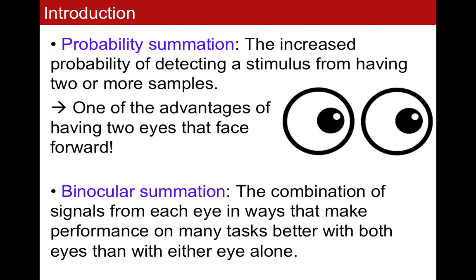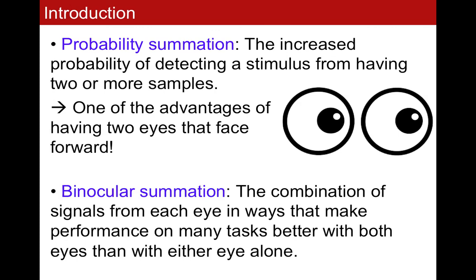So the brain does a few things. Probability summation is our increased probability of detecting a stimulus because we have 2 or more samples. That's one advantage of at least having 2 eyes that face forward, and not one eye in the front, one eye in the back, right? We have more than one image hitting our brain. And then binocular summation is combining the signals from each eye that makes performance better using both eyes than just using one eye. If you think about it, the two retinal images of our 3D world are not exactly the same. They're slightly different. So your brain takes them and combines them in a way that makes you perform better than if you wore a patch, like a pirate, or something that we talked about before.